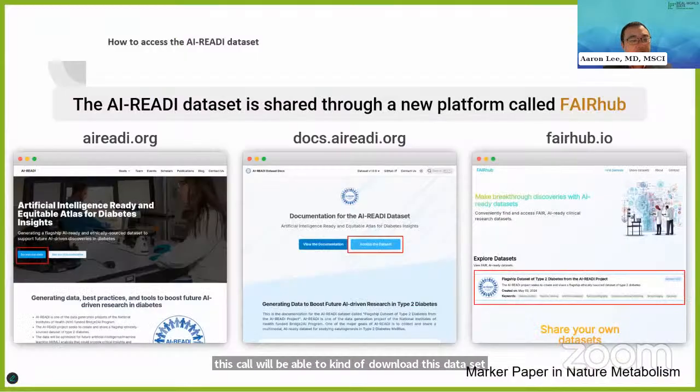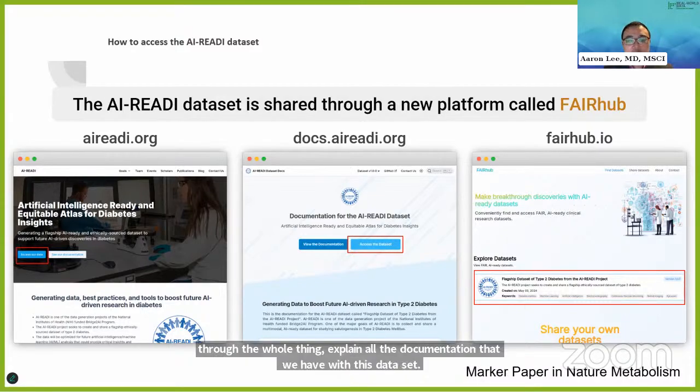So how do you actually access our data set? We have these different platforms. The data is actually hosted on the platform that we've created called fairhub.io. But if you want to read about our data set, go to aiready.org. It'll take you through the whole thing, explain all the documentation that we have with this data set.